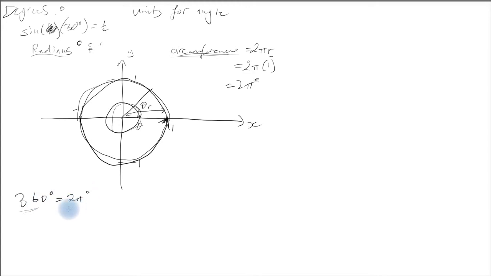If you want to get rid of this factor of 2, you could just halve everything. 180 degrees is therefore 1 pi radians.